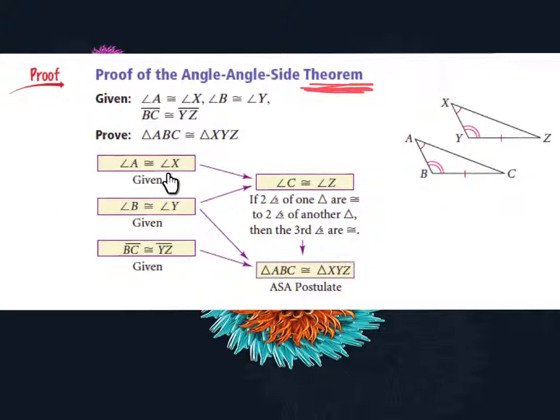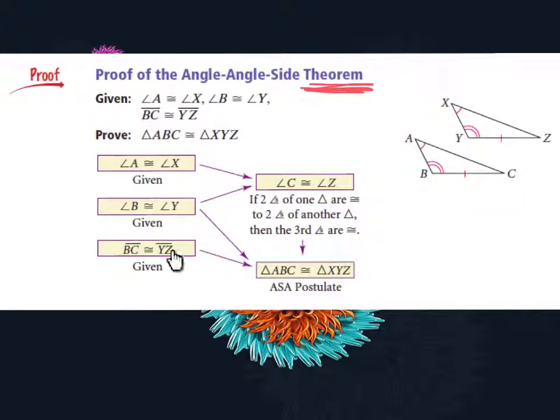Since we can conclude that angle A equals angle X, B equals Y, and side BC and YZ equal each other, we can also say that angle C is congruent to angle Z. And the theorem that helps us to prove this: if two angles of one triangle are congruent to two angles of another triangle, then the third angles are also congruent. So if we have A to X and B to Y, then C and Z should also be congruent.